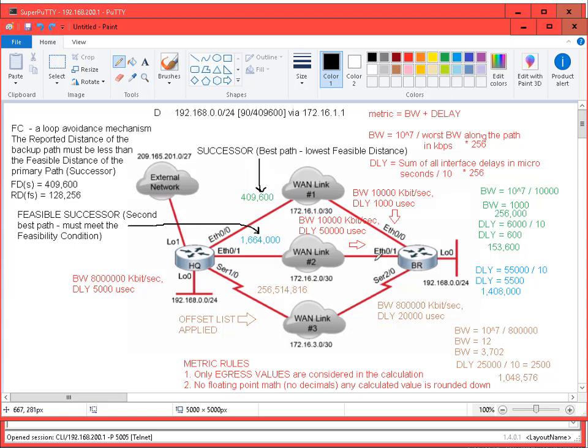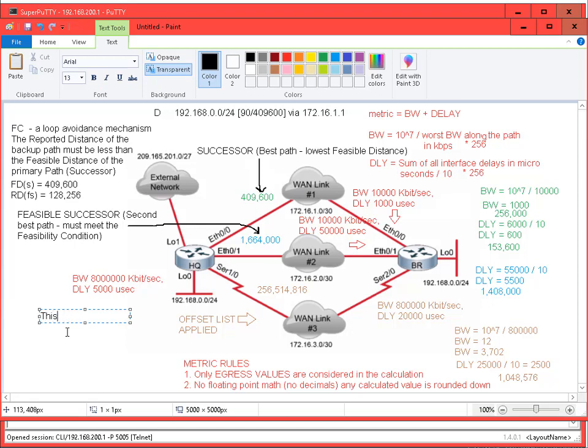This link is a completely independent link from this link. So if this link fails, then we'll go ahead and immediately start routing over this link. And we're going to demonstrate that in a second. But what about the third link? The third link does not meet the feasibility condition.